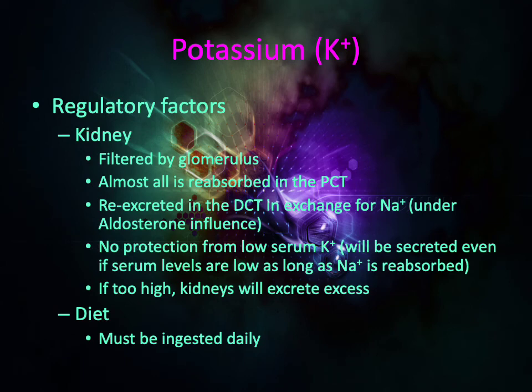The major regulator of potassium in the body are the kidneys. Potassium is readily filtered by the glomerulus, and almost all of it is reabsorbed in the PCT. It is re-excreted in the DCT in exchange for sodium under the influence of aldosterone. There is no protection from low serum potassium levels. Potassium will be secreted even if serum levels are low, as long as sodium is reabsorbed. Therefore, it must be ingested daily. If levels are too high, the kidneys will excrete the excess.